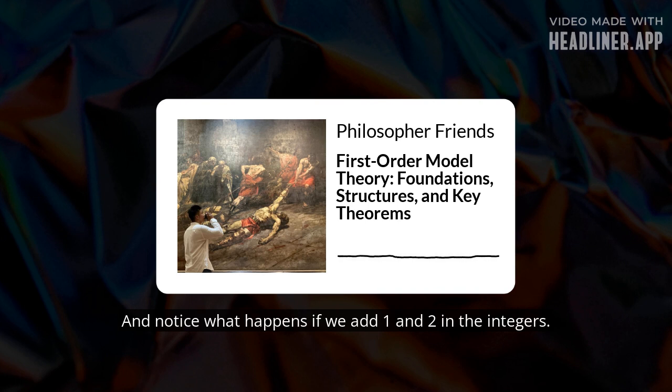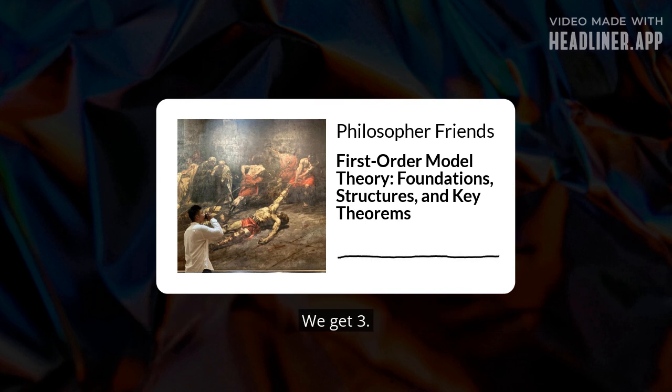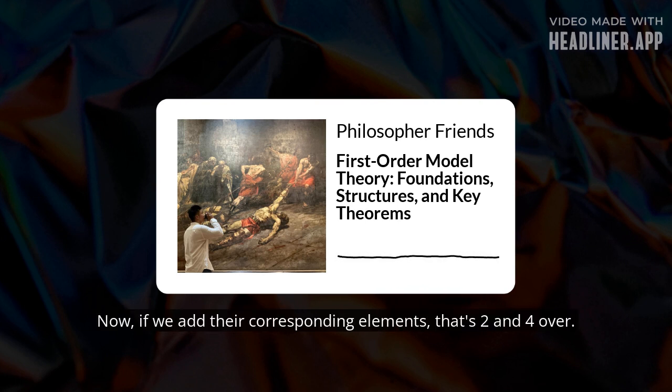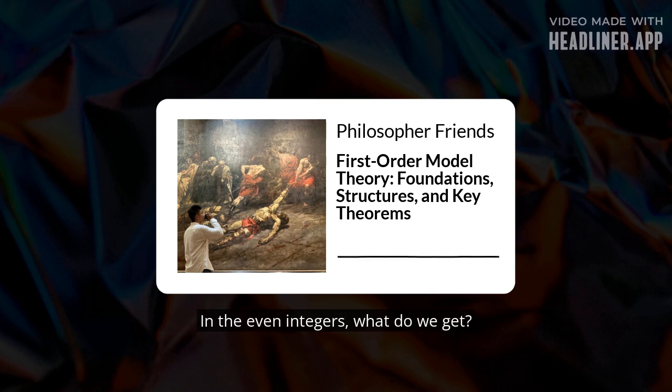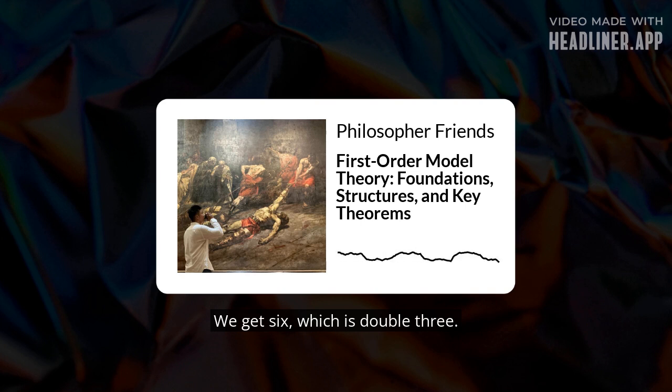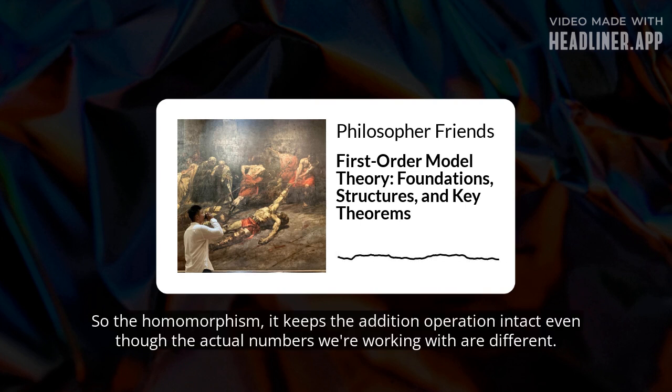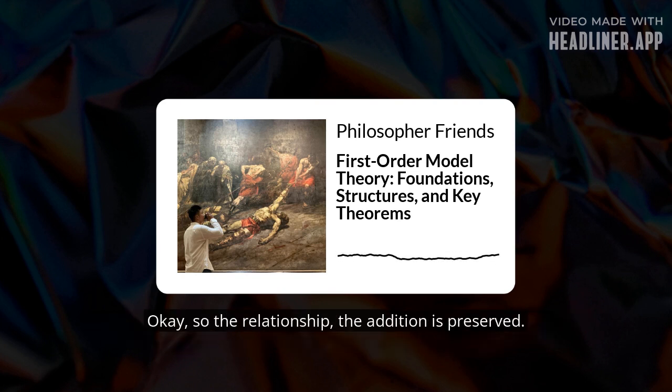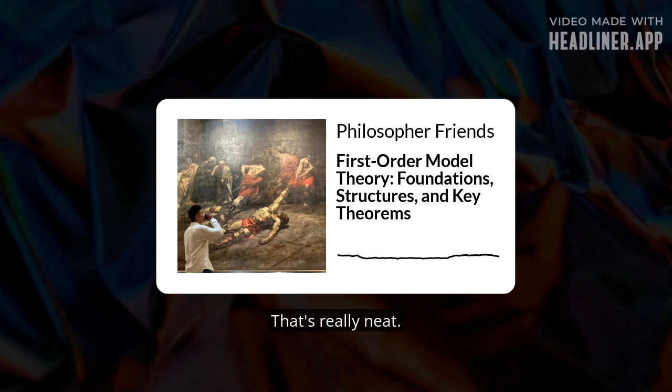Right, and notice what happens if we add 1 and 2 in the integers, we get 3. Now, if we add their corresponding elements, that's 2 and 4, over in the even integers, what do we get? We get 6, which is double 3. Exactly. So the homomorphism keeps the addition operation intact, even though the actual numbers we're working with are different. Okay, so the relationship, the addition, is preserved. That's really neat.